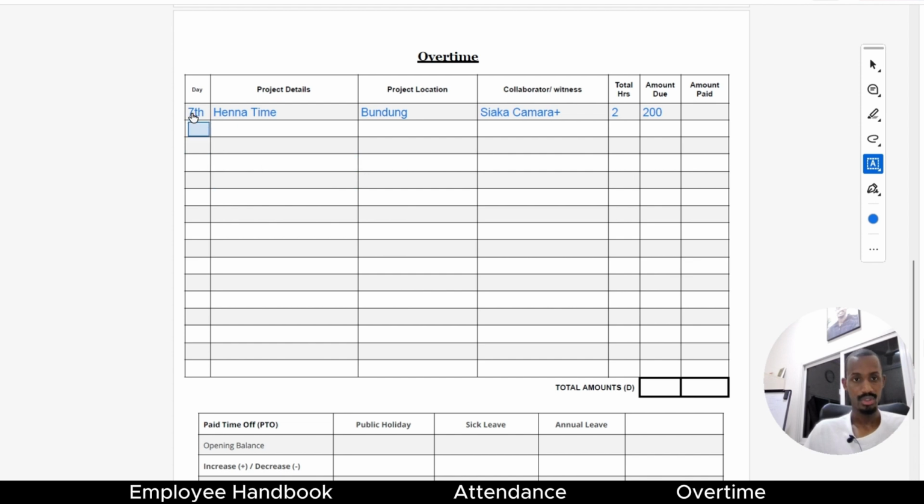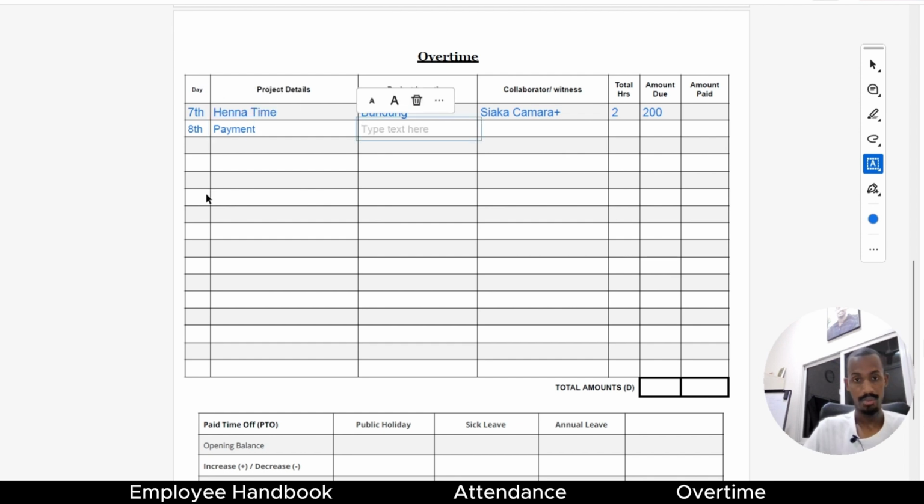The day, what did I do? Where did I do it? With whom? How many hours did I spend? Amount due means how much the company owes me. And if I wait until tomorrow to collect the payment, I can just put there that I was paid on the 8th. On the 8th, I put it there.